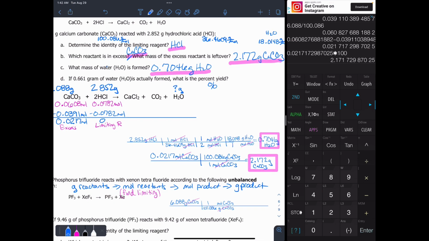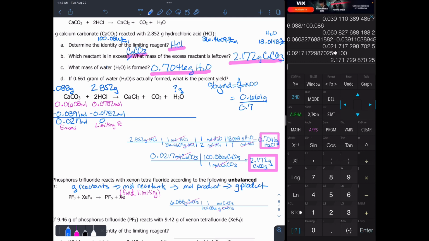Percent yield is actual over theoretical times 100. So I'll simply plug in the actual value given in the problem, the theoretical value for the mass of water that was formed, and then multiply those by 100.